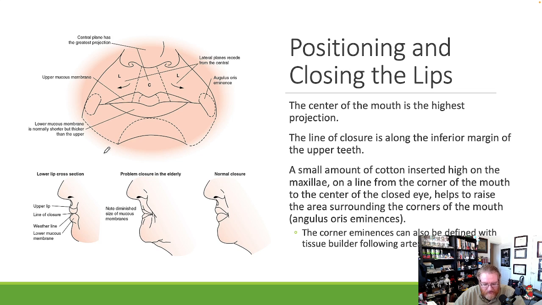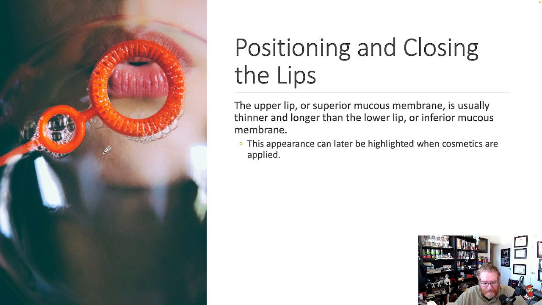A small amount of cotton inserted high on the maxilla on a line from the corner of the mouth to the center of the closed eye helps to raise the area surrounding the corners of the mouth, called the angulus oris eminences. The corner eminences can also be defined with tissue builder following the arterial embalming. Fancy way of saying, if you follow the center of the eye down to your lips, there's a little bump here in the angle of the mouth. That is the angulus oris eminence. You can create that by putting cotton underneath or putting some tissue builder in position and puffing it out. I personally would use cotton 100% of the time.